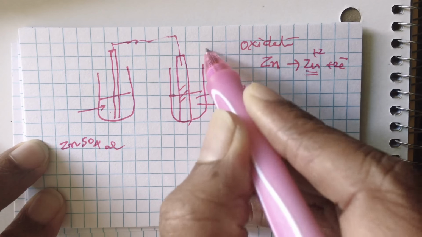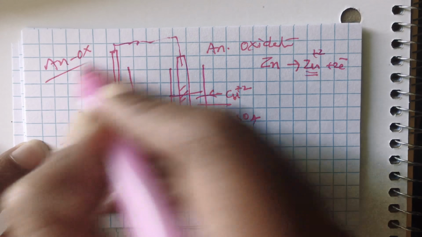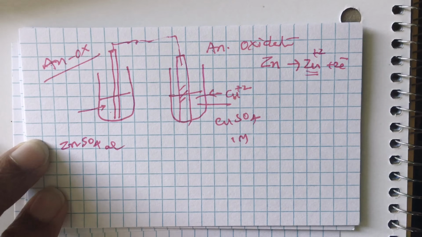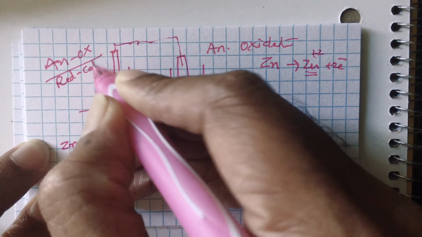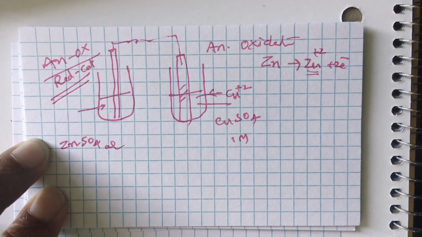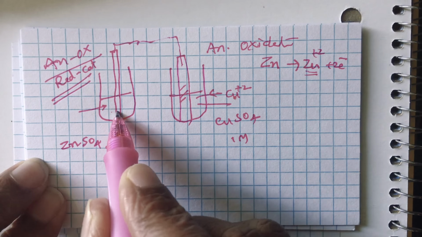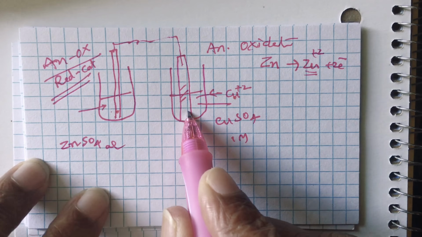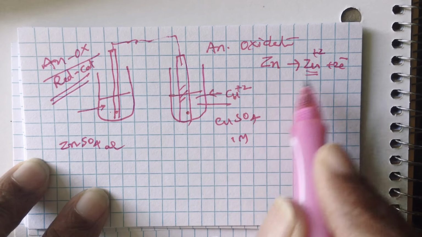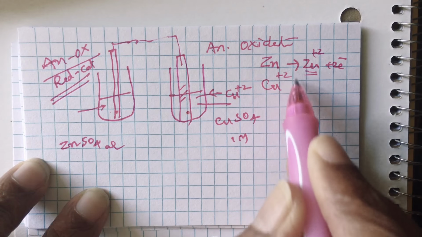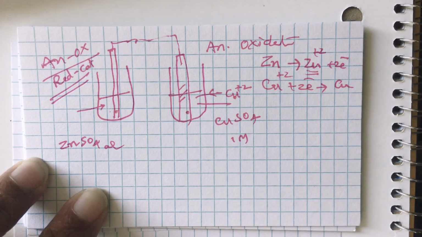Now, of course, when zinc is losing electrons, it becomes zinc ion, and I call it oxidation. I want you to remember AN OX. You know what is AN OX? AN OX means at anode there is oxidation happening. Also remember RED CAT. RED CAT means reduction is happening at cathode. Therefore, the zinc rod acts as the anode, and this copper rod acts as the cathode, where electrons are flowing from zinc to copper ions, where copper ions are gaining these 2 electrons to become copper metal.